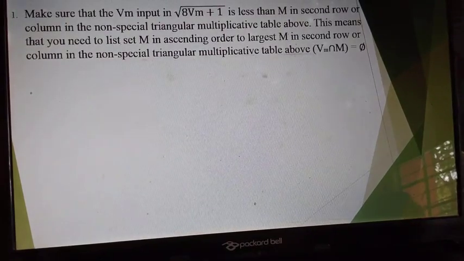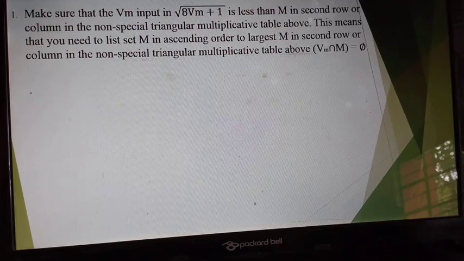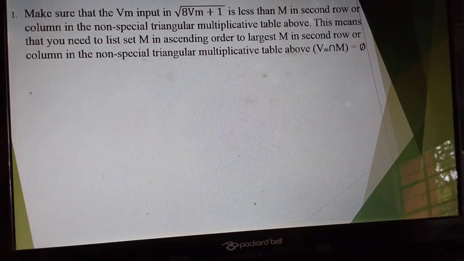Important rules on the use of M and Vm. So on the use of M, which is non-special triangular numbers, and Vm, special triangular numbers, there are some rules that we should take note of. The first rule, make sure that the special triangular number input in my function is less than the non-special triangular number in the second row or column in the non-special triangular multiplicative table. In short, we are saying, let me use the table.